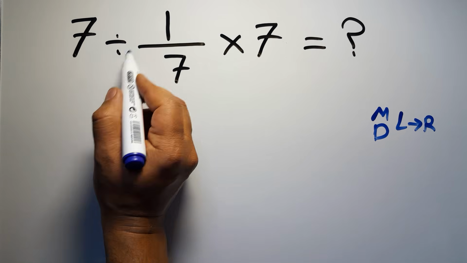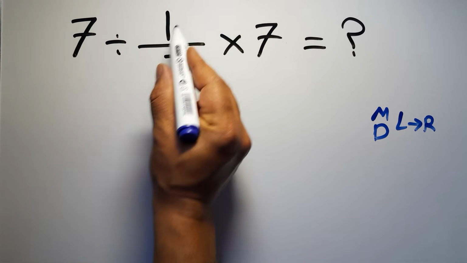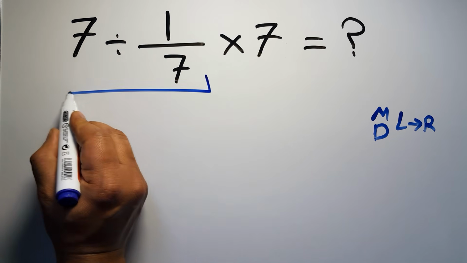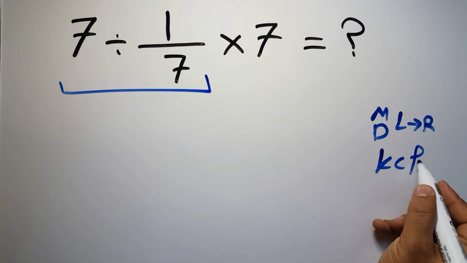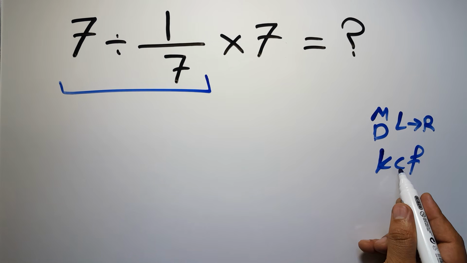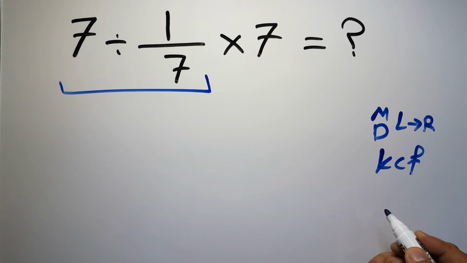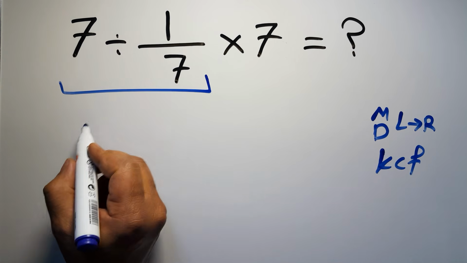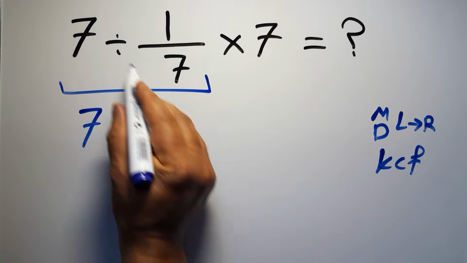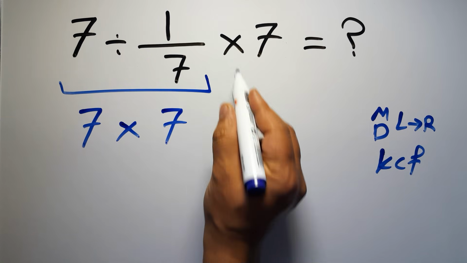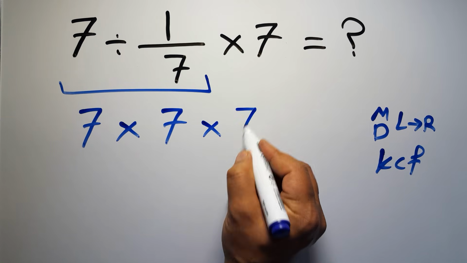So first we have to do this division, 7 divided by 1 over 7. According to the KCF rule, K stands for keep, C stands for change, and F stands for flip. We can write keep the first fraction, change division to multiplication, and flip the second fraction. And here we have times 7.